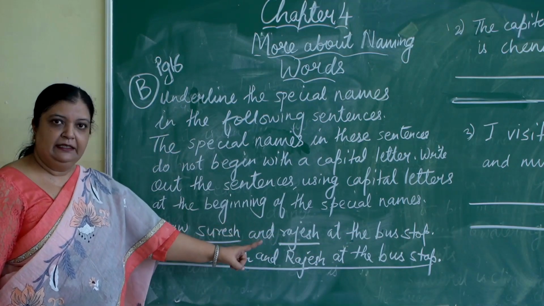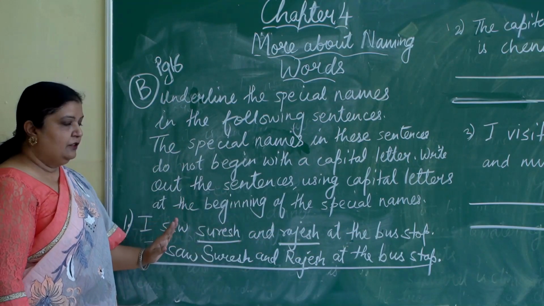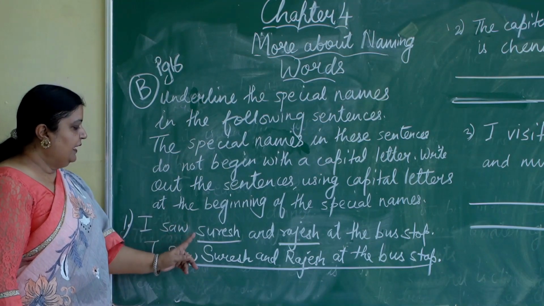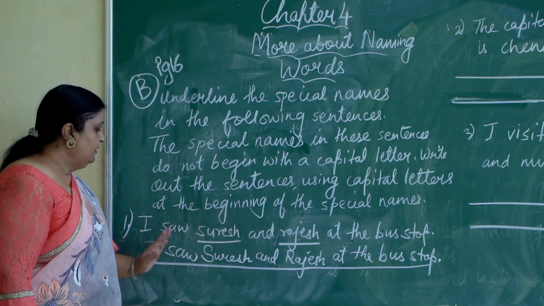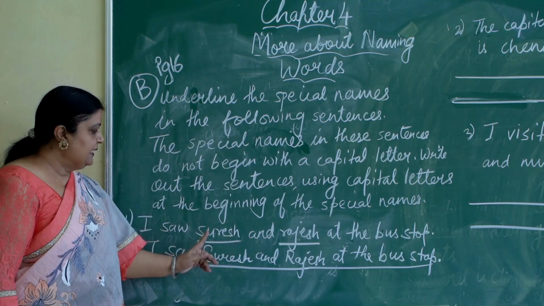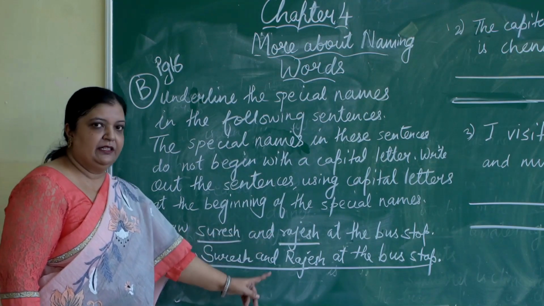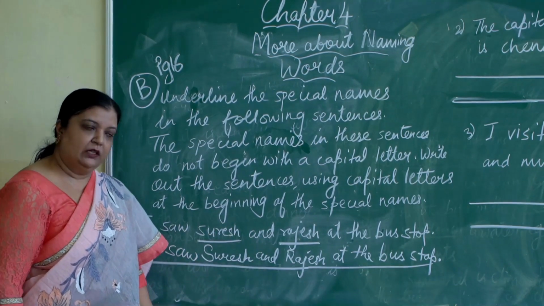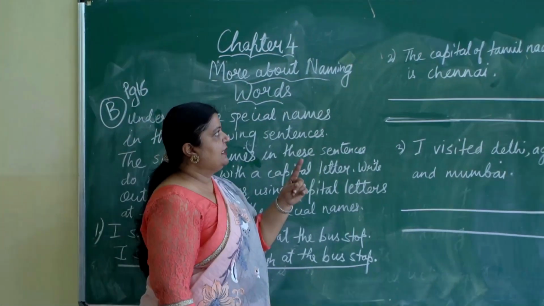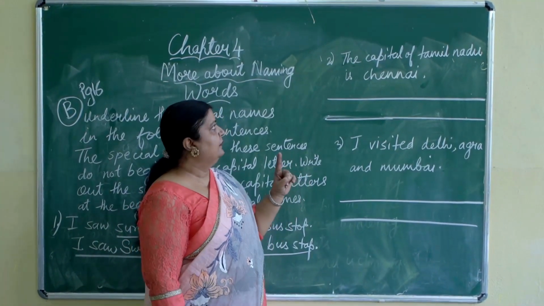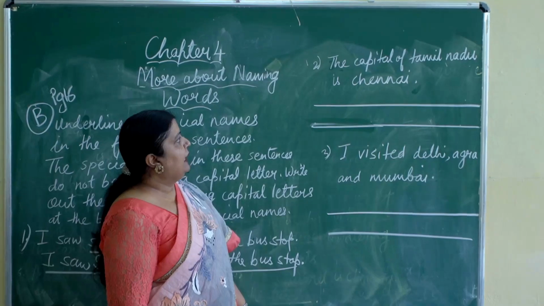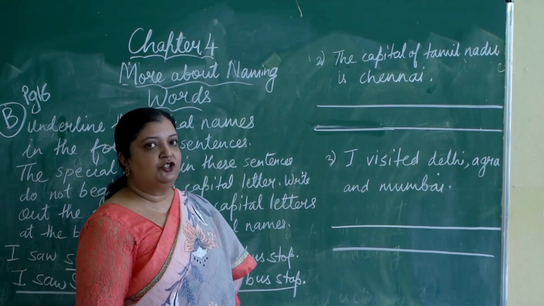First you have to underline the naming words, so that will make it easy. Then they are not with a capital letter, so when you rewrite this sentence, you have to use a capital letter at the beginning of the naming word. Now we will switch on to the second number. The capital of Tamil Nadu is Chennai.